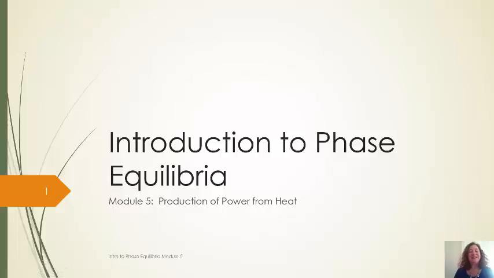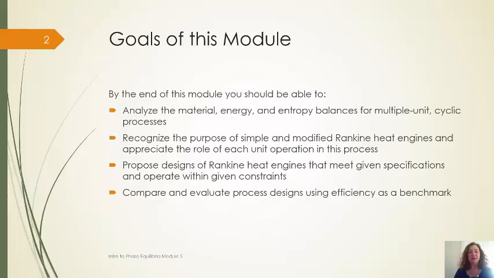Welcome to Module 5. In this module, we're going to be looking at production of power from heat. So our goals in this unit will be to analyze the material, energy, and entropy balances for multi-unit cycles. So we want to recognize the purpose of simple and modified Rankine heat engines and appreciate the role that each of the unit operations plays in this process.